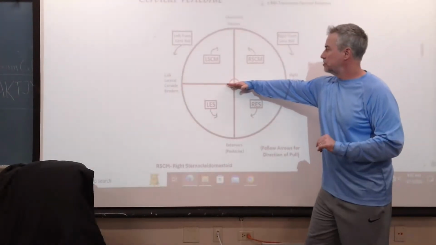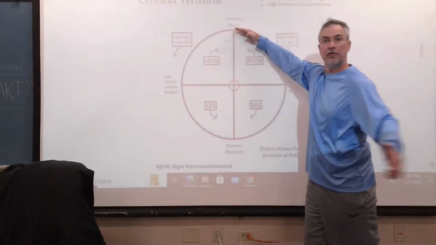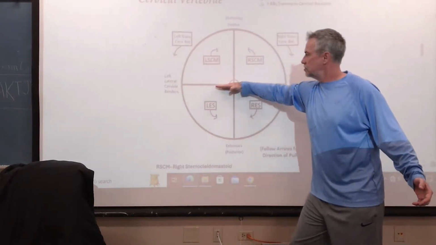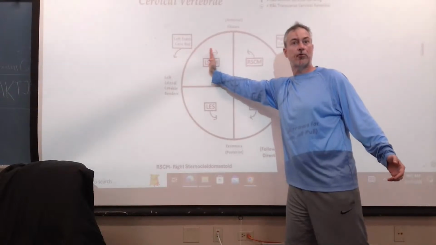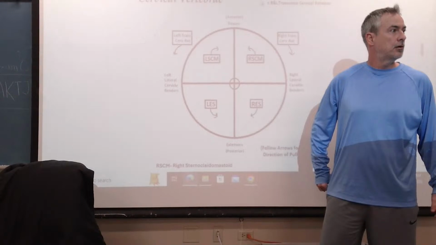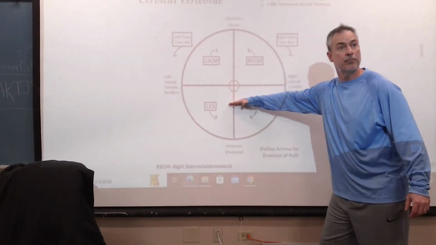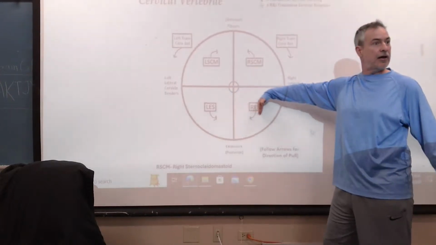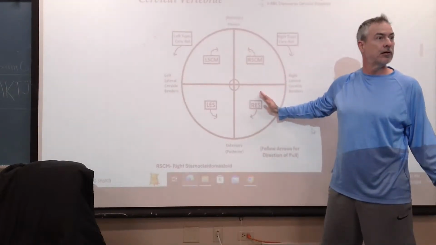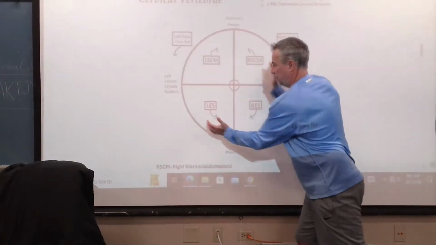The right sternocleidomastoid is a cervical flexor, a right lateral cervical bender, and a left transverse cervical rotator. The left sternocleidomastoid is a cervical flexor, a left lateral cervical bender, and a right transverse cervical rotation puller. The right erector spinae is a cervical extension puller, cervical extender, a right lateral cervical bender, and a right transverse cervical rotation puller. And the left erector spinae is a cervical extender, left lateral, and a left transverse.